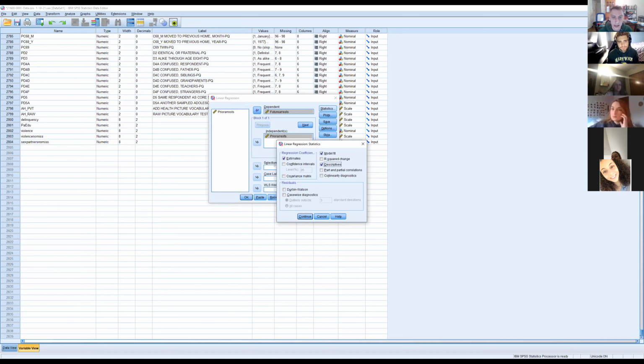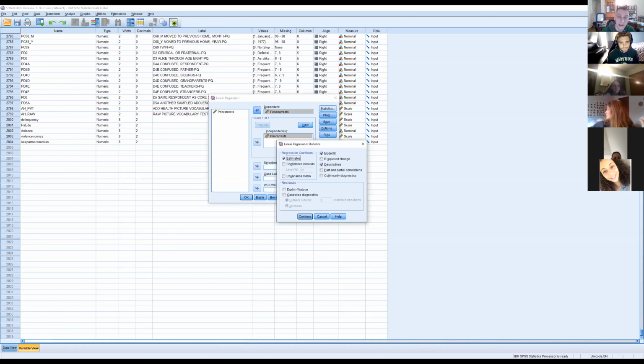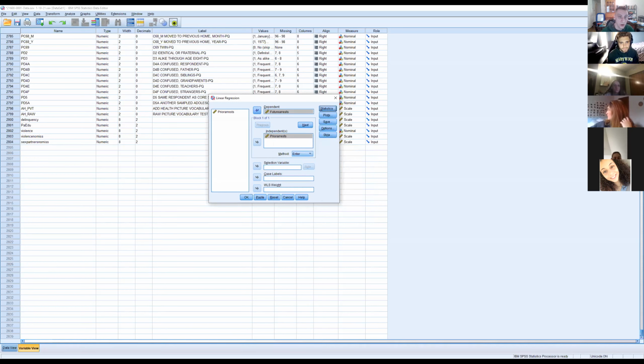But we do want descriptives to be clicked. And then the other stuff that was already there, the model fit and estimates, are there by default. So all you're doing is coming here and clicking descriptives. This is all we need to do then. We just need to put our prior arrests as the independent variable, the future arrest as the dependent variable, and we went into statistics when we clicked descriptives, and those other two were there by default.